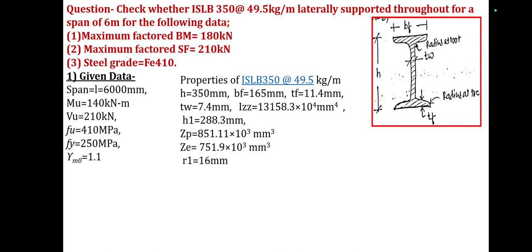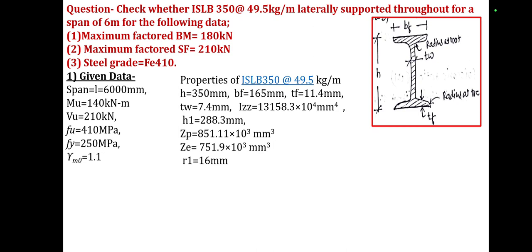Then we have to write down the properties of ISLB 350 at 49.5 kg per meter. Following are the properties which are taken from the steel table. H, total depth 350 mm. Bf, width of the flange 165 mm. Tf, thickness of the flange 11.4 mm. Tw, thickness of the web 7.4 mm. Ixx, that is Izz, is equal to 13,158.3 into 10 raised to 4 mm raised to 4.